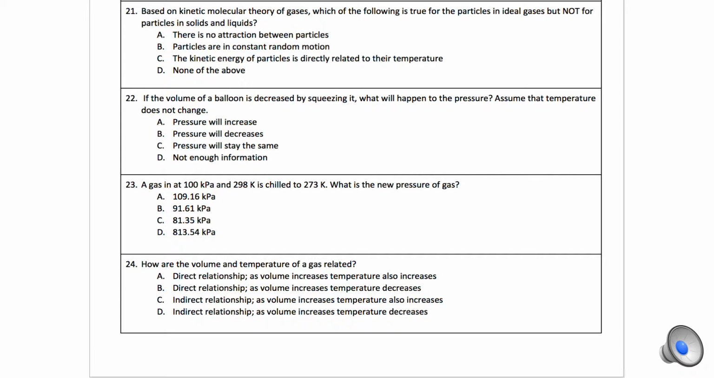Number 24. How are the volume and temperature of a gas related? A, direct relationship. As volume increases, temperature also increases. B, direct relationship. As volume increases, temperature decreases. C, indirect relationship. As volume increases, temperature also decreases. Or D, indirect relationship. As volume increases, temperature decreases.